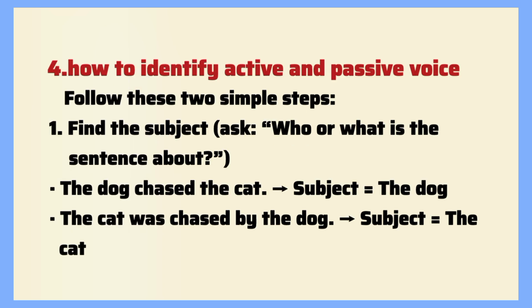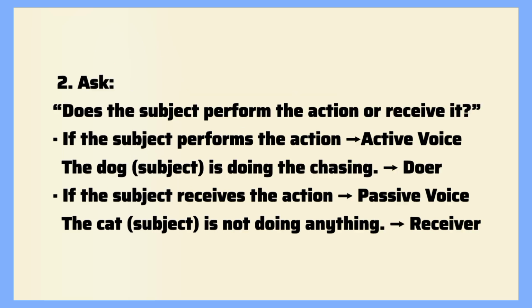4. How to identify active and passive voice. Follow these two simple steps. 1. Find the subject. Ask, who or what is the sentence about? The dog chased the cat. Subject equals the dog. The cat was chased by the dog. Subject equals the cat. 2. Ask, does the subject perform the action or receive it?